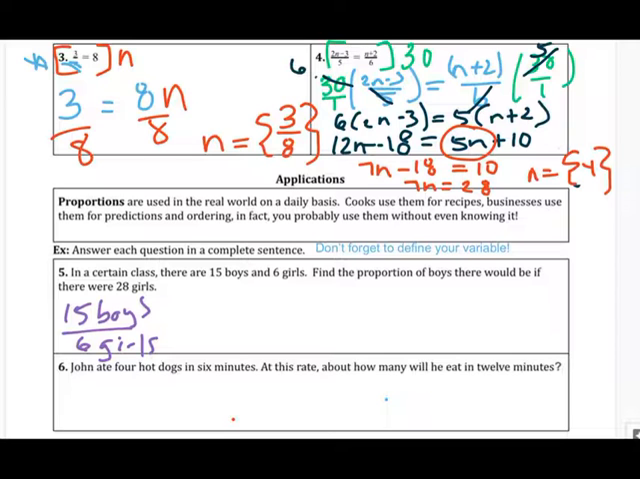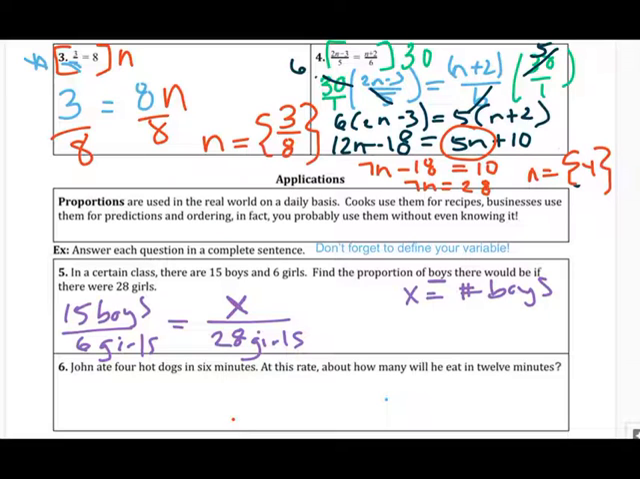Sentence 2, find the proportion of boys. So we are looking for the number of boys. So I'm actually going to define my variable. You always need to do this. I'm going to let x equal the number of boys. Find the number of boys. Since boys are in the top of the fraction on the left, boys are going to be in the top of the fraction on the right. Find the number of boys there would be if there were 28 girls. So that's really all it takes to set up the proportion.